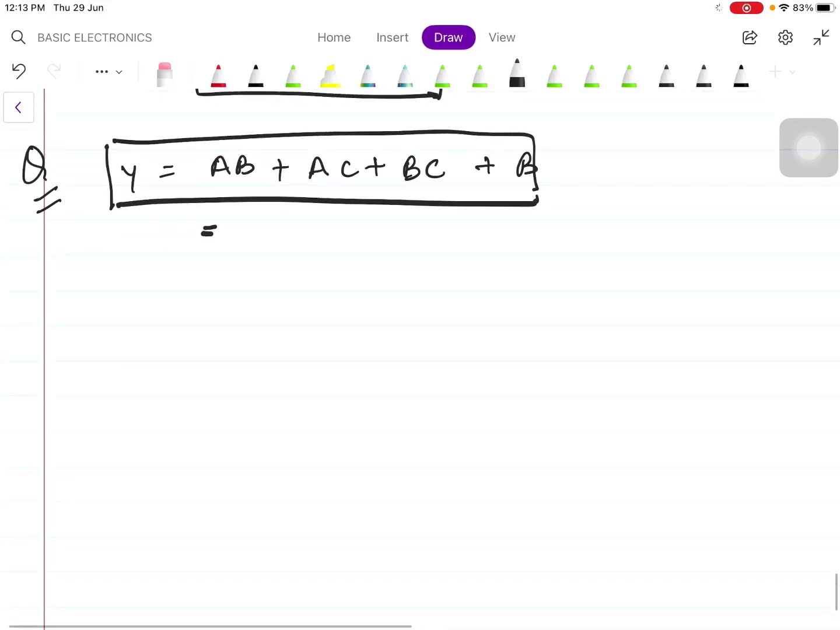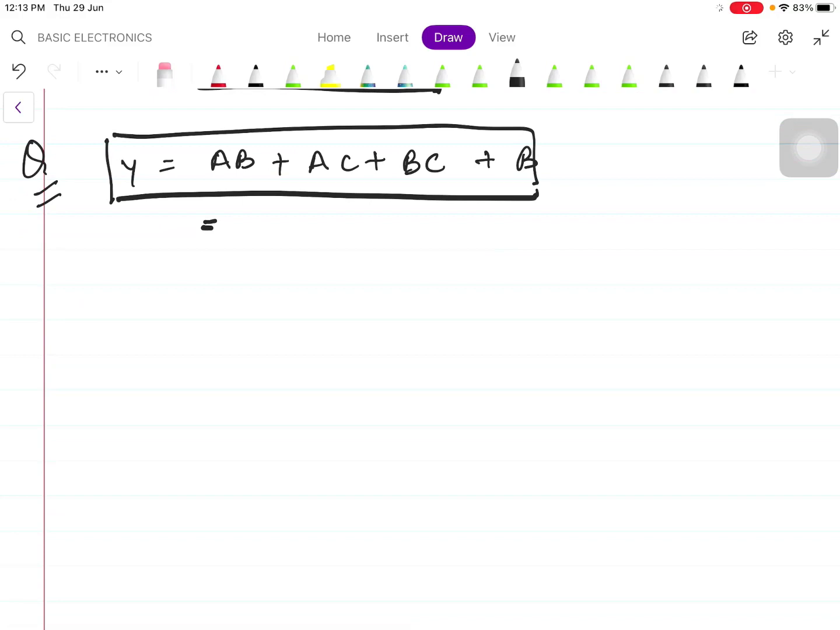Now let us move on to the next thing, that is the logic gates.